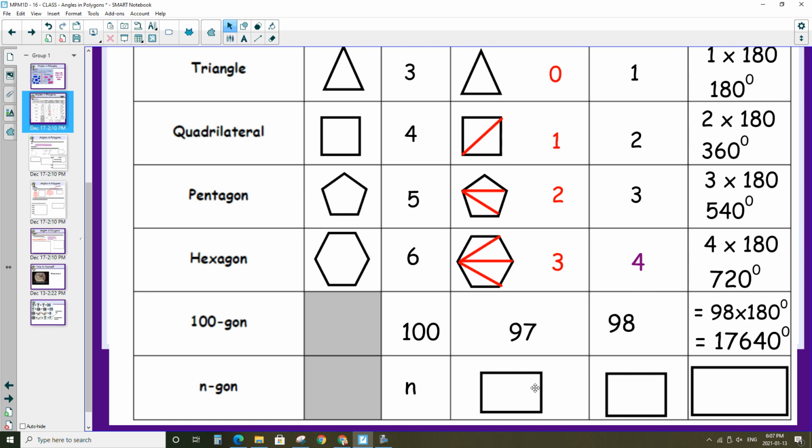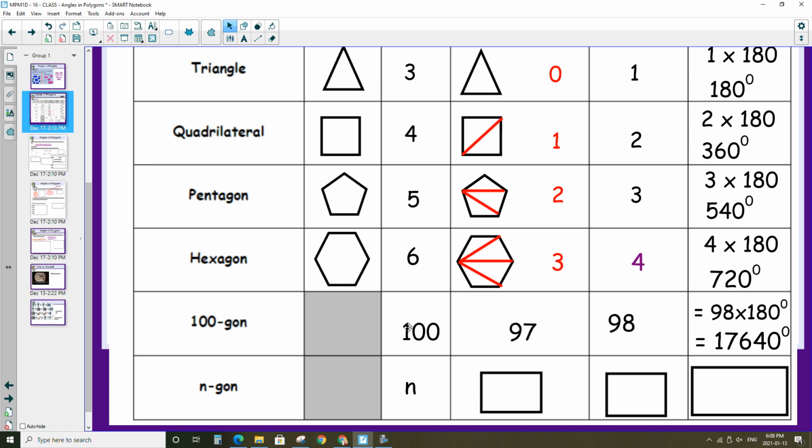So let's write a general equation for any shape. So n-gon would be any shape. Okay, so we're going to represent that with n, and then n will be replaced by whatever the shape is. So if it's a shape with 50 sides, then in our equation n would be replaced with 50.